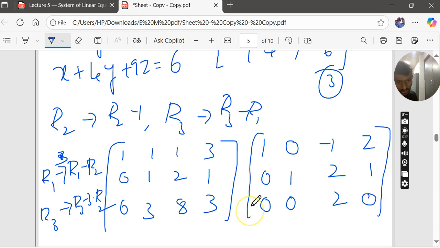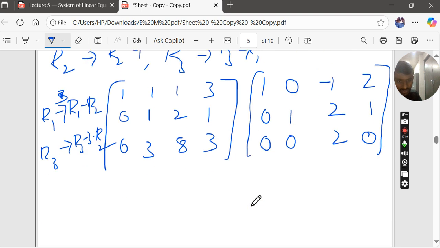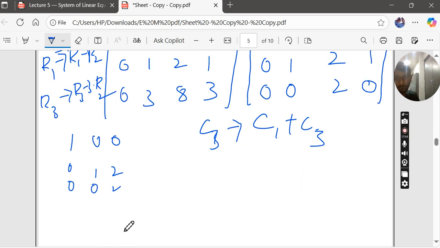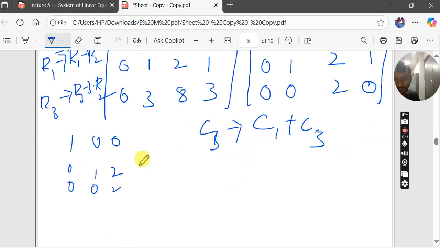So what is the next step here? You can apply any row operations, column operations, whatever it is. If I want to make this one a 0, I can apply C1 implies C1 plus C3. Then 1 0 0 and 0 1 0 and 0 2 2 and 2 1 0.